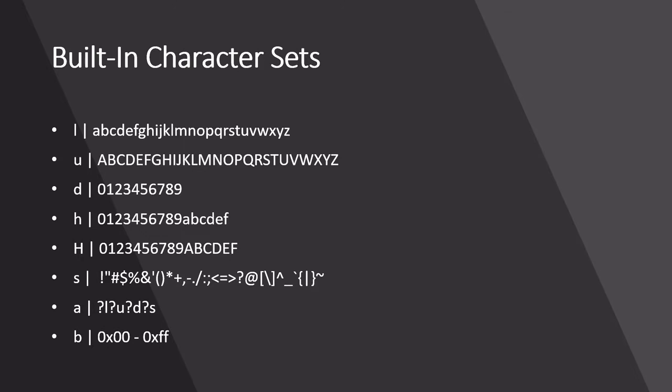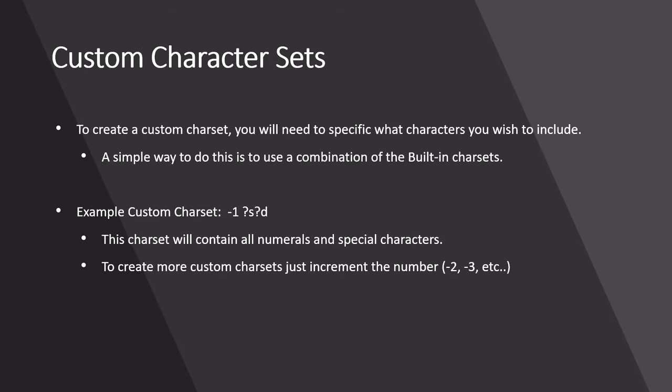In addition to the built-in character sets, Hashcat also allows you to create custom character sets. This allows you to set only the characters you want to include in the character set. So one example of this is to use a combination of the built-in character sets, like special characters and decimals. You can set a custom character set by using the switch -1 for the first custom character set. As you see in the example, we have the switch -1, ?s?d, and that's going to contain all special characters and decimals for that custom character set.